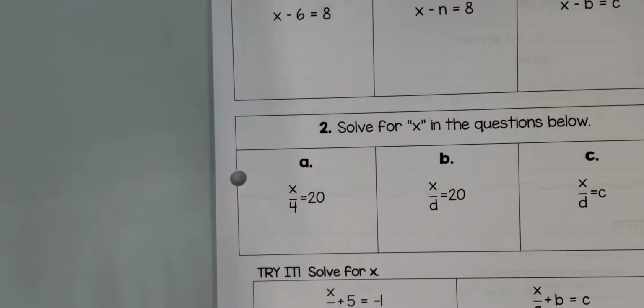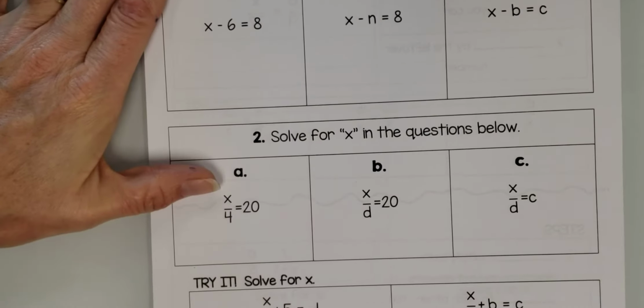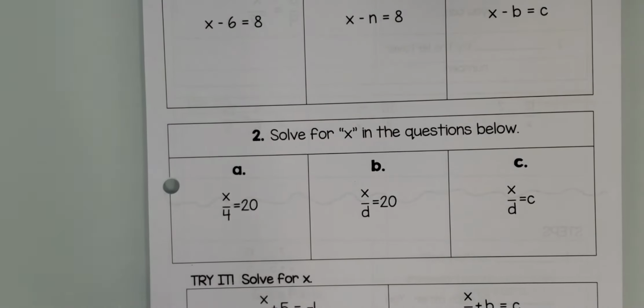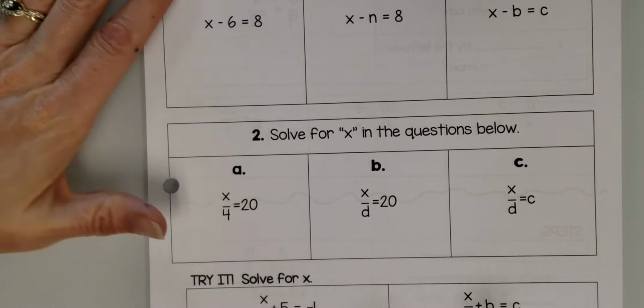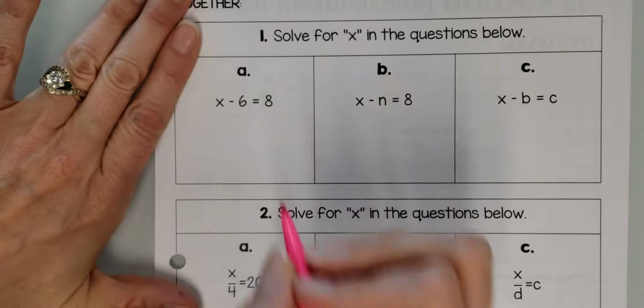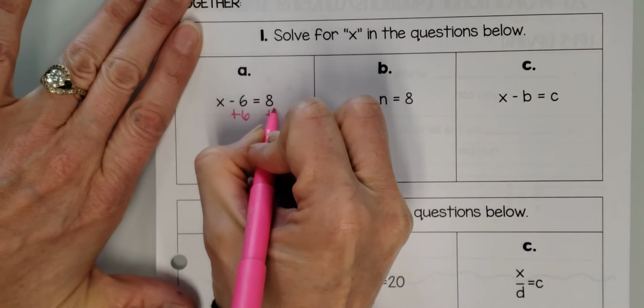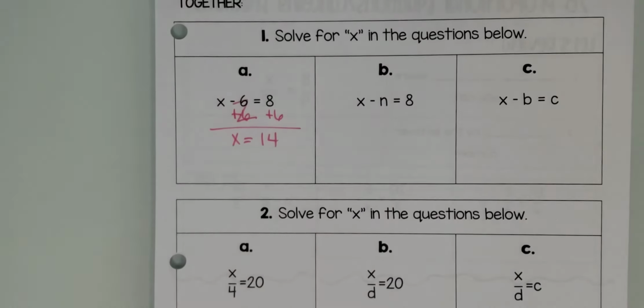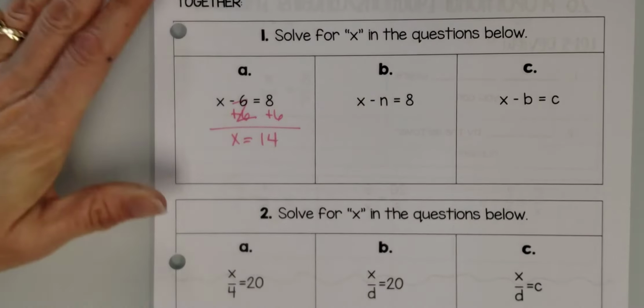All right, so we want to solve for x in the questions below. So they all have an x in them, and then they have some other variable, well, this one doesn't. Okay, so this is just practice to remind us of what we're doing. X minus 6 equals 8. To solve for x, I would add 6 to both sides, and I would get x equals 14. Okay, really easy, right?